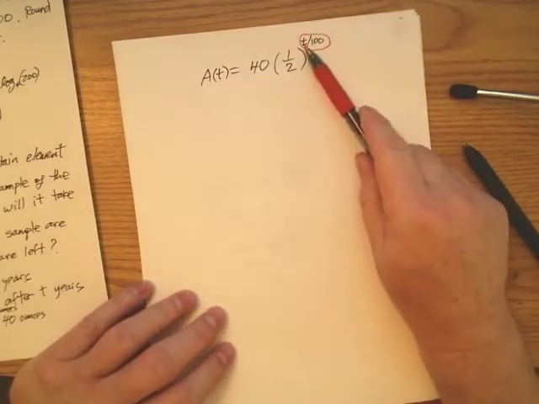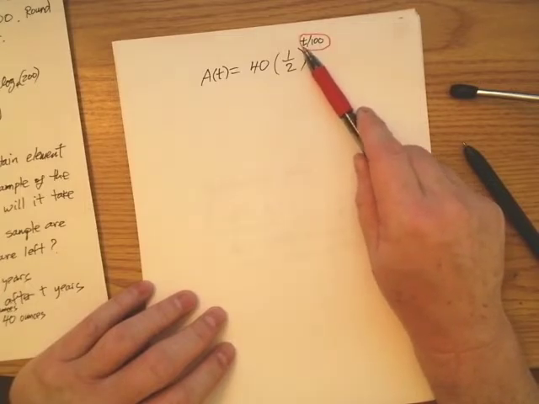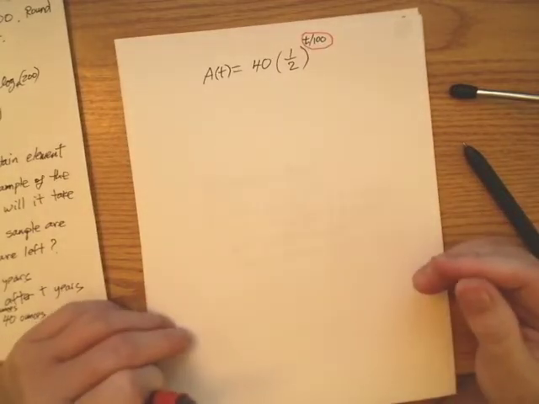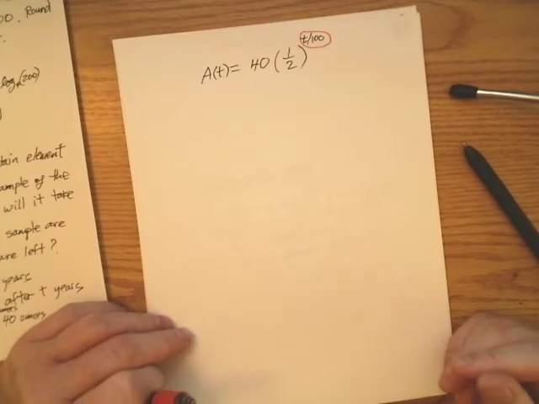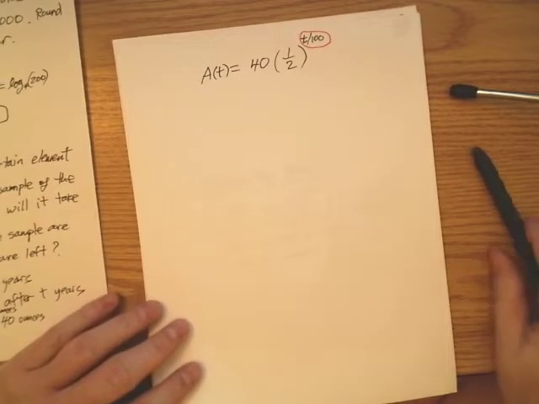Okay? In 100 years, 100 divided by 100 is 1. 1 half-life has passed. In 200 years, 200 divided by 100 is 2. 2 half-lives have passed, so you've halved twice. Okay? Does that make sense? I hope this pattern's emerging here. You see what's going on here.